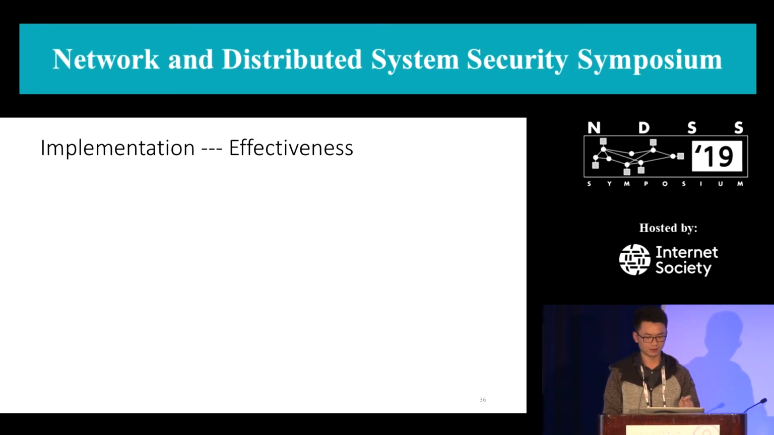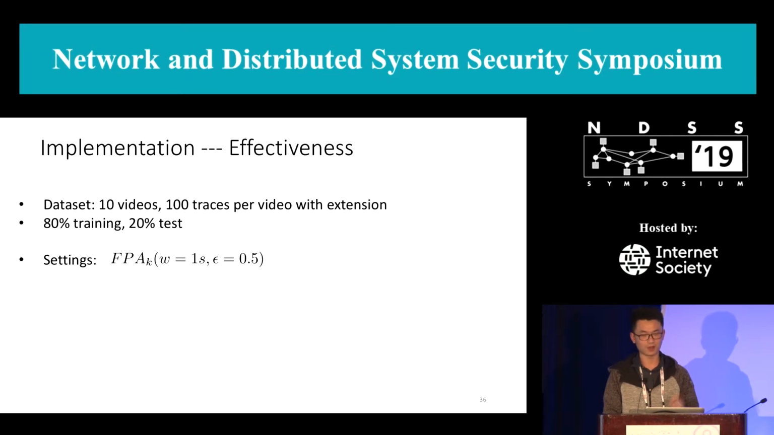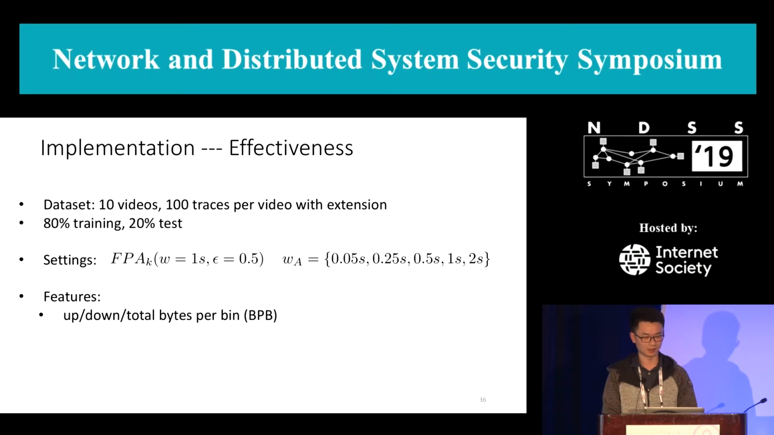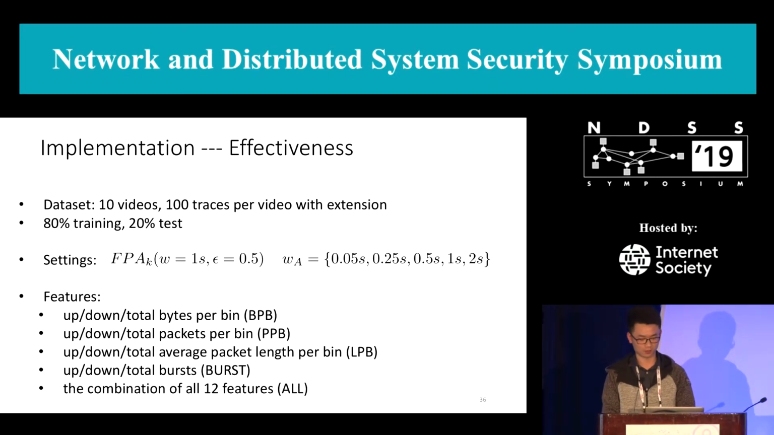So to evaluate the effectiveness of our approach, we use the same methods to collect traces for 10 different videos with 100 traces per video with our extension enabled. The dataset was split into a training set with 800 traces and a test set with 200 traces. The traces were collected with W equal to 1 second, epsilon equal to 0.5, and we used 5 different WAs for evaluation. So to demonstrate that extension can indeed defeat machine learning-based traffic analysis, we extract 12 different features such as bytes per bin, packets per bin, and we perform the classification one by one.